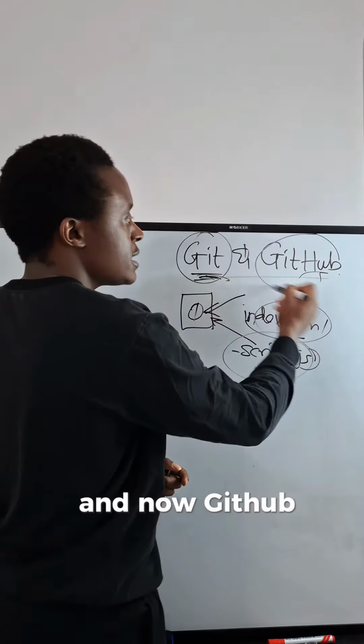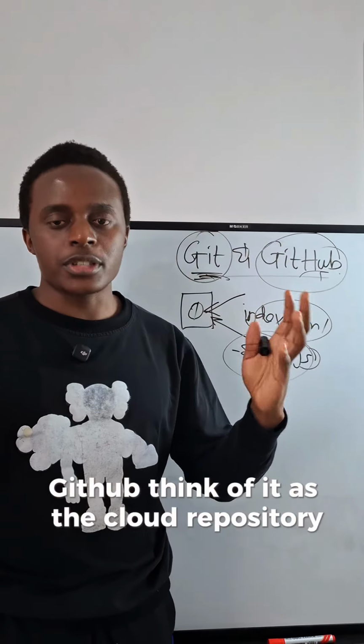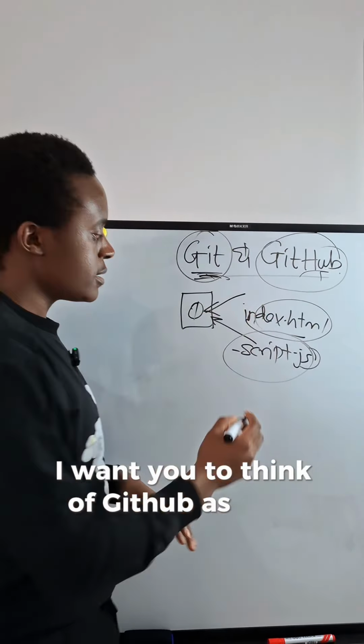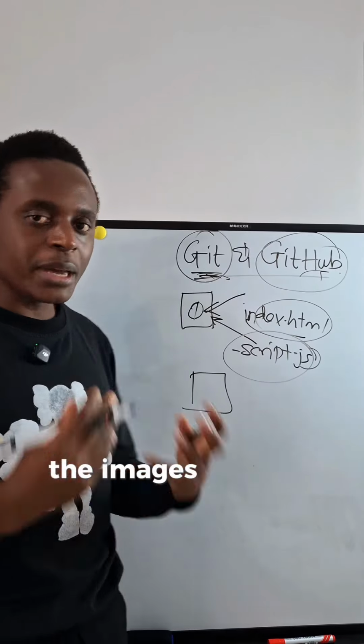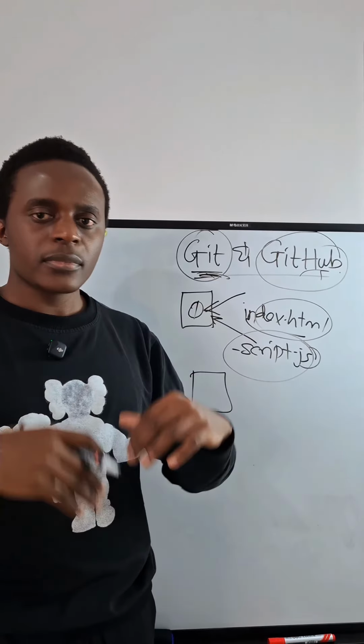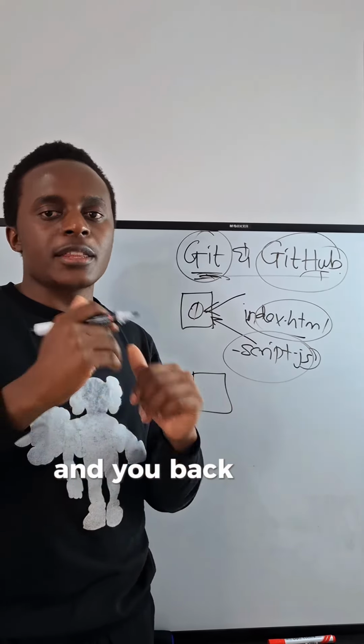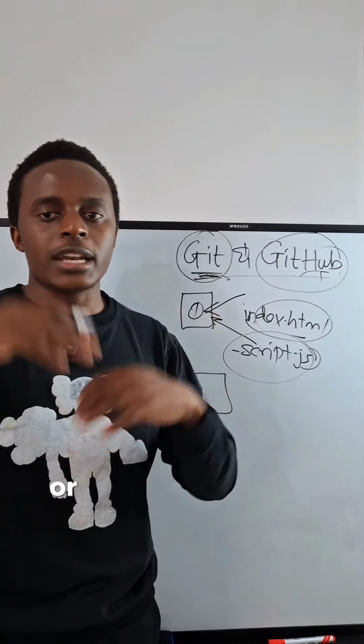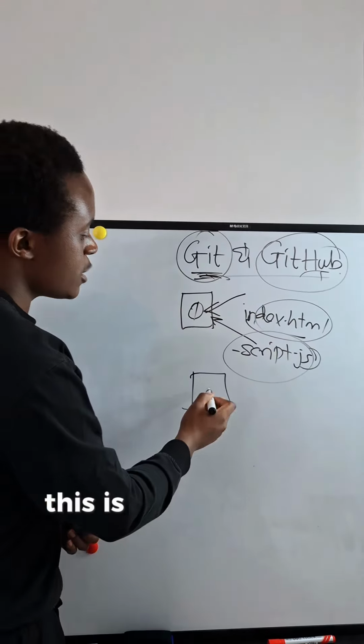And now GitHub, think of it as the cloud repository. I want you to think of GitHub as your Google Drive. You have the images that you have in your local machine or in your local device, and you back them up on your Google Drive or on any cloud service that you use. This is what GitHub is.